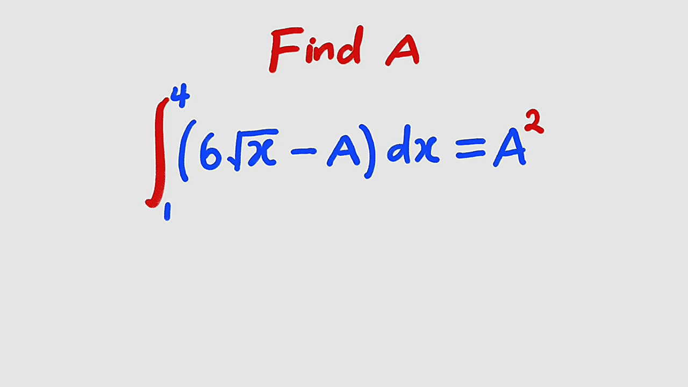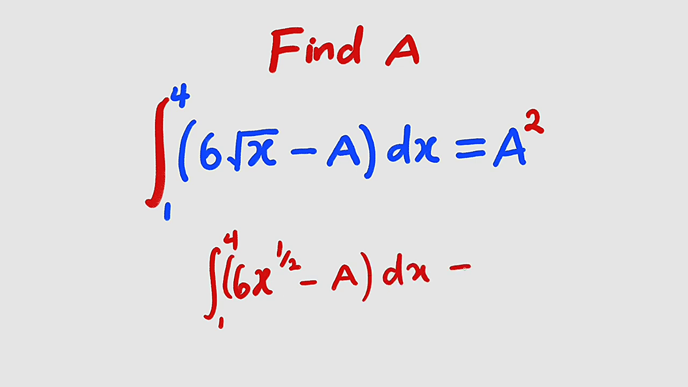And you should know that square root of x can be written as x raised to the power of 1 divided by 2. Therefore, this can also be written as the integral from 1 to 4 of 6x to the power of 1 divided by 2 minus a, where a here is constant with respect to x. And the whole of this equal to a squared.